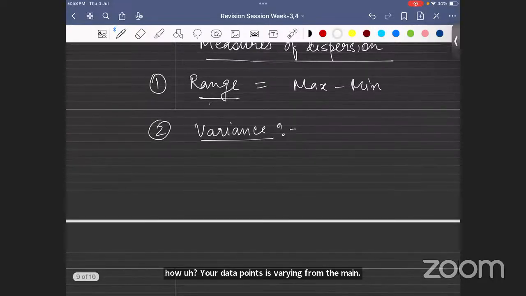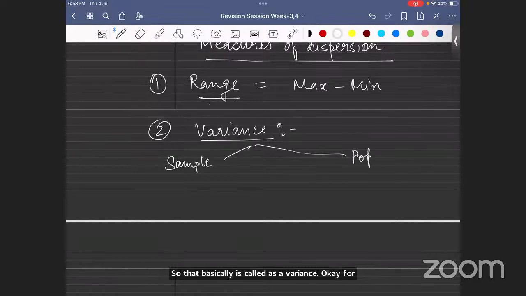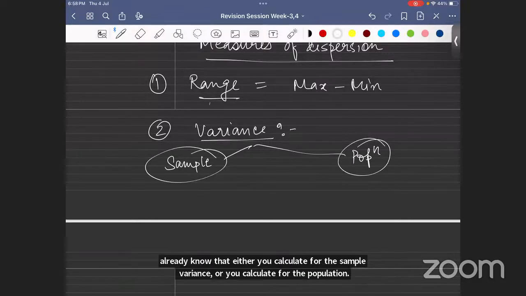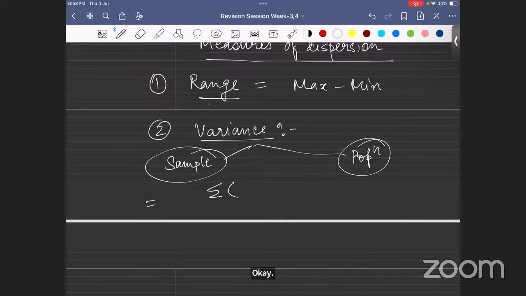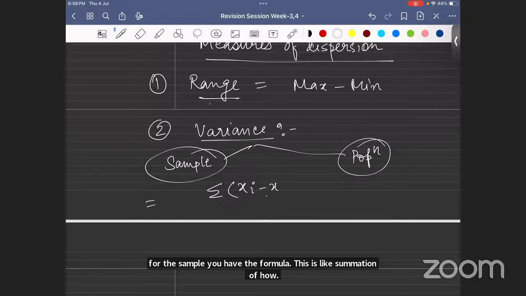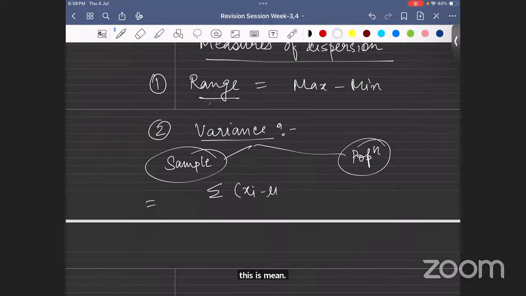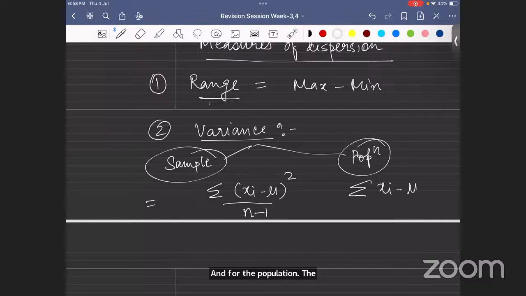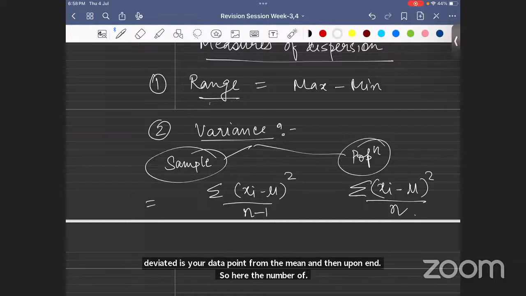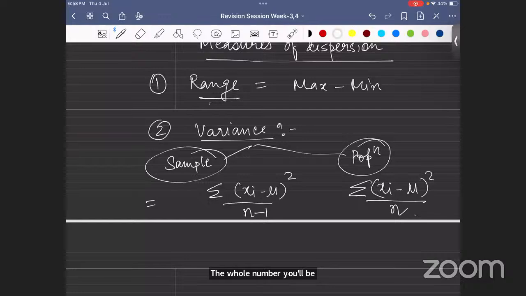For this variance you'll have two formulas that you already know: either you calculate the sample variance or you calculate the population variance. For the sample, the formula is the summation of how deviated your data points are from the mean, so for each data point, (xi minus mu) whole square, upon n minus 1. And for the population, the summation of (xi minus mean) whole square, how deviated your data point is from the mean, and then upon n. So here for the population you count the whole number n, and for the sample variance you count n minus 1.